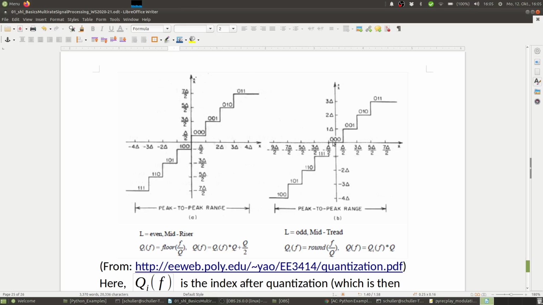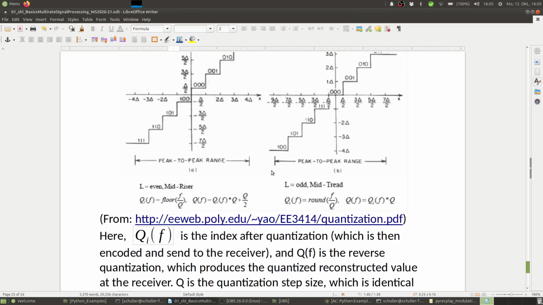Here's the mid-tread. Here the input needs to exceed the value of delta over 2 plus or minus to get an output with a corresponding sign. Right, so here small values are swallowed. Small values are rounded to zeros. Here small values become actually quite large because they always jump up or down.